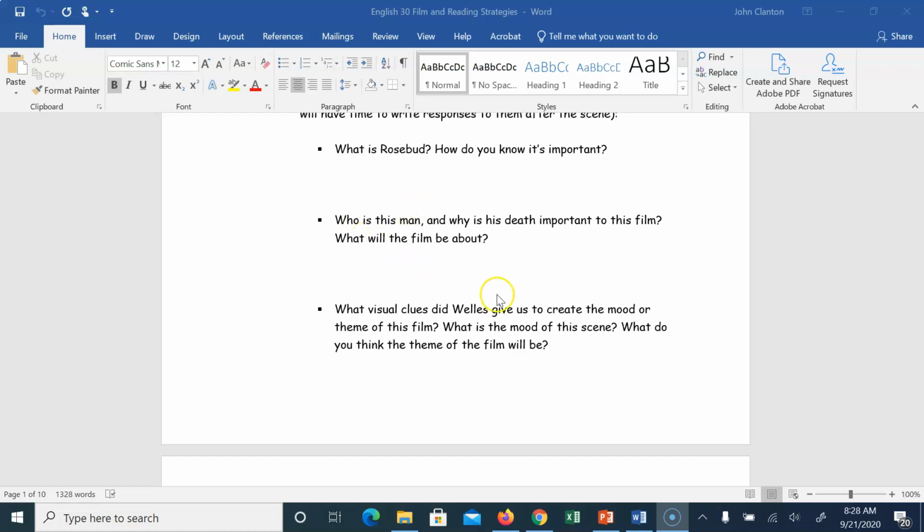What visual clues did Welles give us to create the mood? Well, I think again, the darkness and the music. Based off that, we might predict the theme of the film. Just taking out what I know about the film: rich guy, eerie music, dying alone, maybe a life of regret, something like that. So you get the picture.